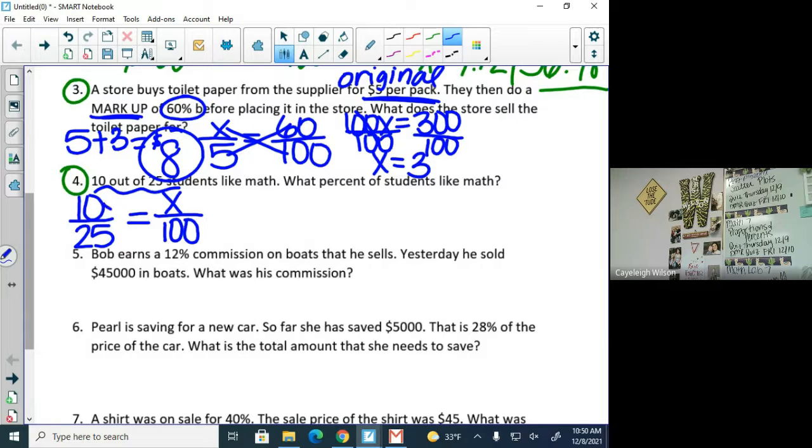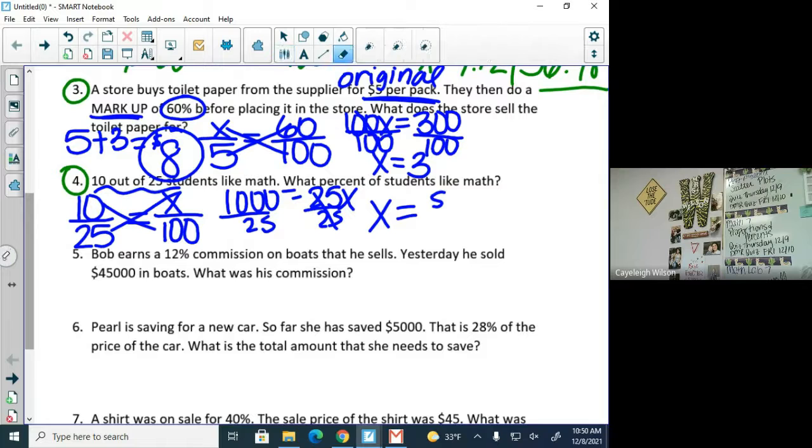So then I saw that 10 times 100 is 1,000 equals 25x. Divide by 25. 40. And 40% of the kids like math.